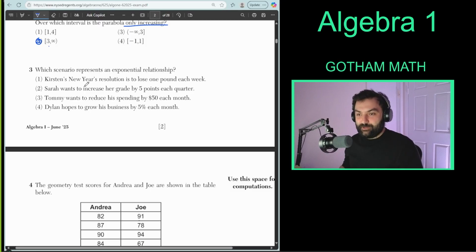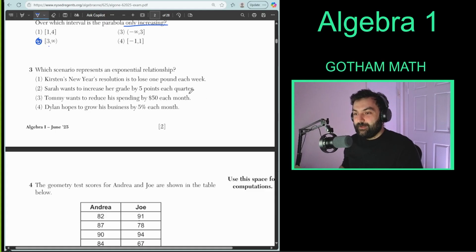Kirsten's New Year's resolution is to lose 1 pound each. Oh my God. Really? Are you going to put something like this on the test? To lose 1 pound each week. 1 pound of what?